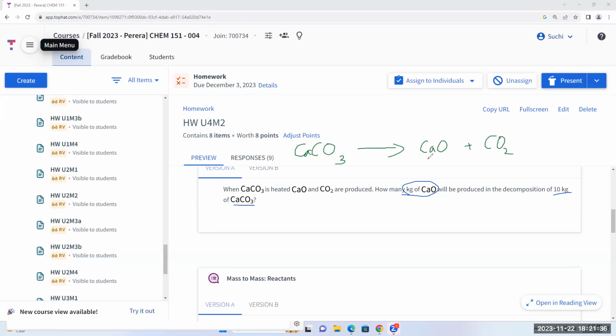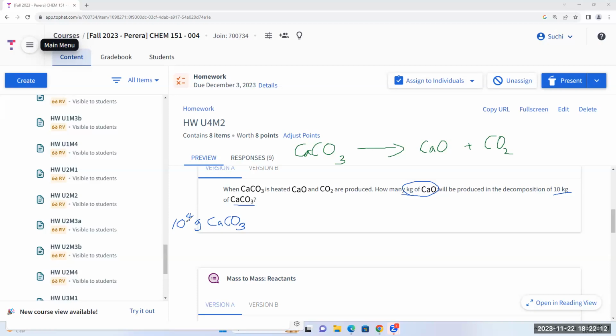You need to write what is given. You are given 10 to the power of 4 grams of calcium carbonate. Is everybody okay with 10 to the power of 4? I am given 10 kilograms. 10 kilograms in grams, you need to multiply by 1,000, so I get 10,000. 10,000 grams is 10 to the power of 4 grams. This is what I wrote. Is everybody okay with that? Yes or no? I want an answer. Yes, thank you.